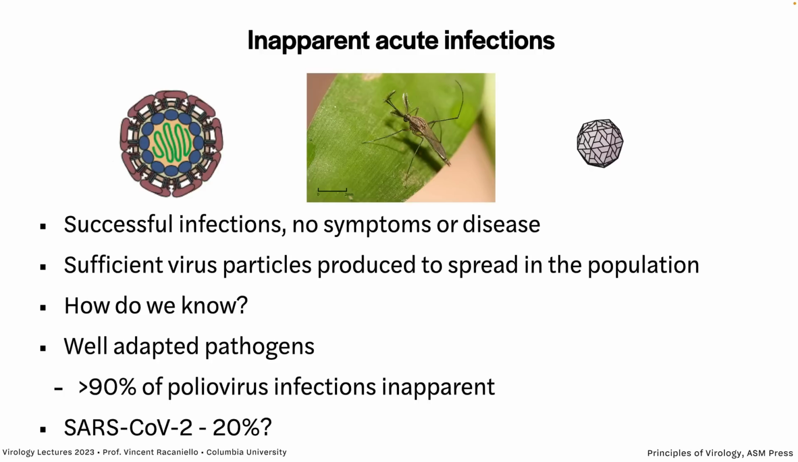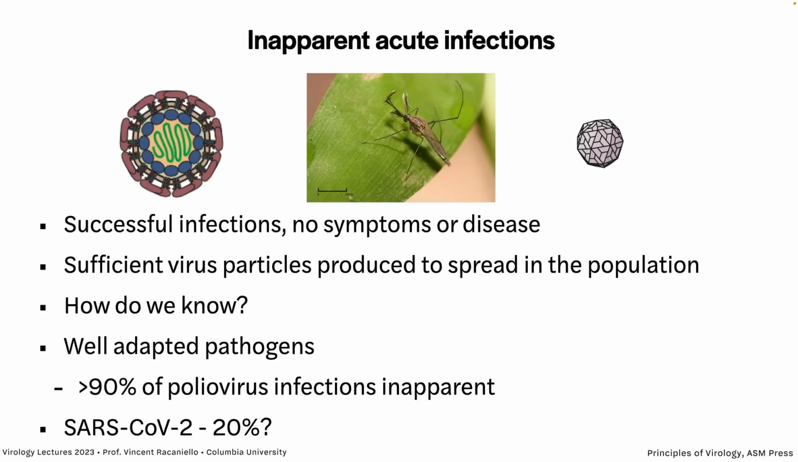A very common feature of acute infections are what we call inapparent acute infections. These are successful infections. What do I mean by successful? The virus gets in you, it enters cells, it reproduces, and you shed virus. That's a successful infection. But you don't have any symptoms. Stuff you feel, that is. There's no disease. So you don't feel anything. There's no apparent disease. You don't get rash. You don't get paralysis. But you do make sufficient virus particles to spread in the human population.